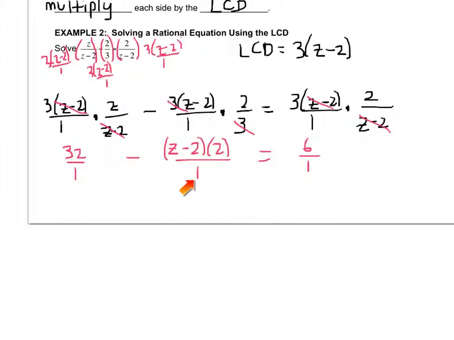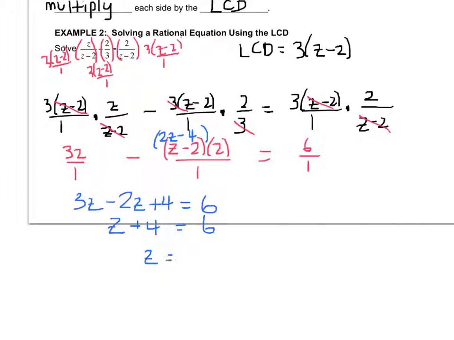So I get, well, let me do this math. This is 2z minus 4. So now I have 3z minus 2z minus 4. Oh, nope, no I don't. Because I have to distribute the minus sign. So it's minus 2z plus 4 over 1 or whatever equals 6. Almost there, almost there. Combine your terms, you get z plus 4 equals 6. And when you do your inverse, you get z equals 2.